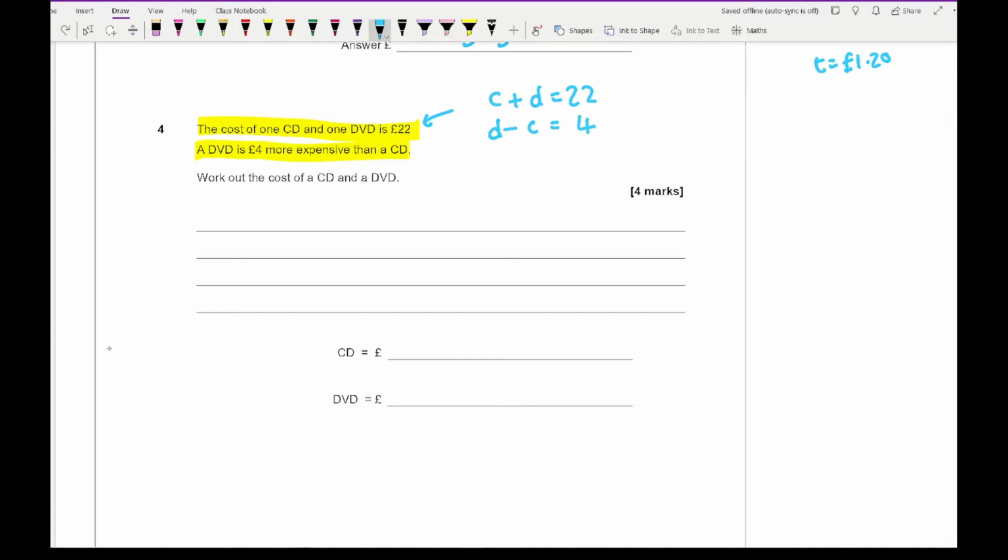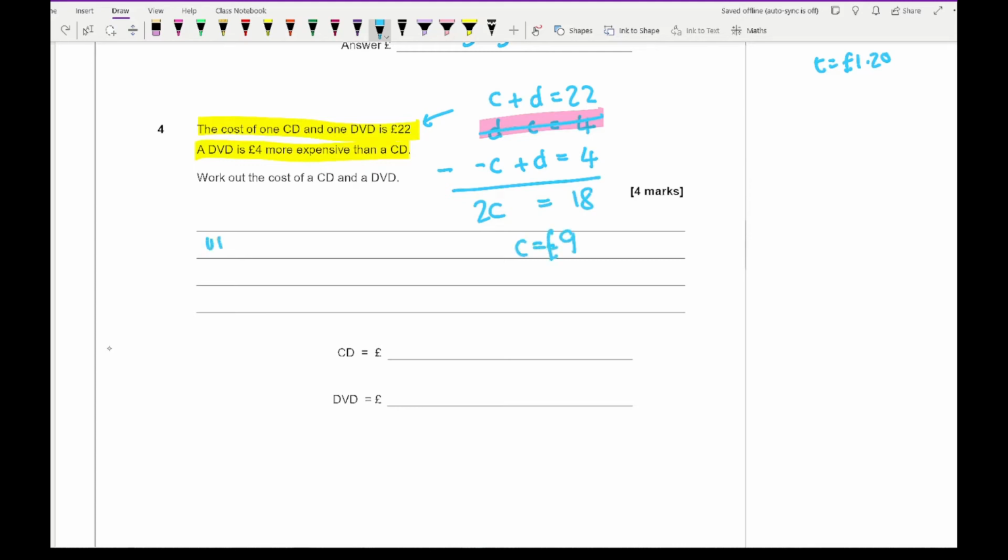So as you can see, if I rearrange this second one to get our c's exactly the same, I've got minus c plus d equals 4, and all I've done is rearrange the d minus c. The c is still negative, the d still positive. Then I can see that my d is the same. So if I subtract the two equations, I end up with 2c equals 18. So 1 CD is going to cost £9.